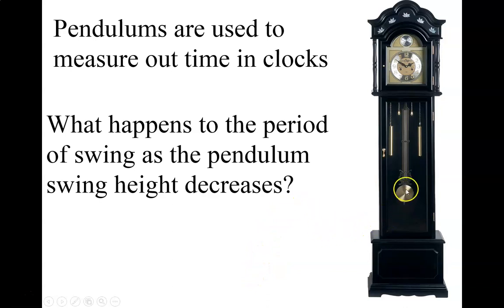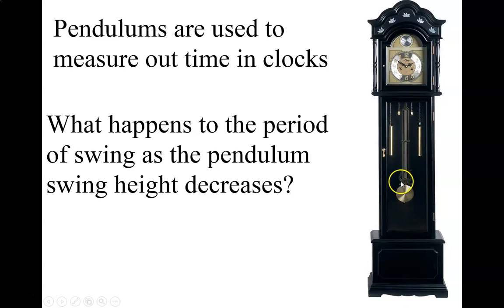Okay, so as we mentioned before, pendulums. So here's the pendulum in this grandfather clock, which just swings back and forth with a very, very small amplitude. What would happen to the period of the swing as the pendulum's swing height decreases? So let's say it's swinging at a very small amplitude, and let's say I increase that to a very large amplitude. What would happen to the period? Well, from what we just learned, it shouldn't really matter.